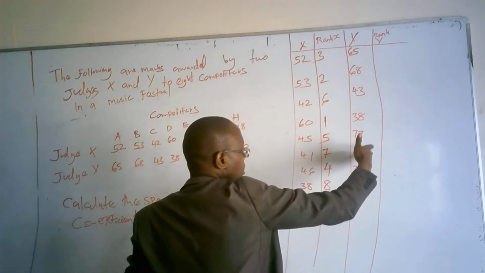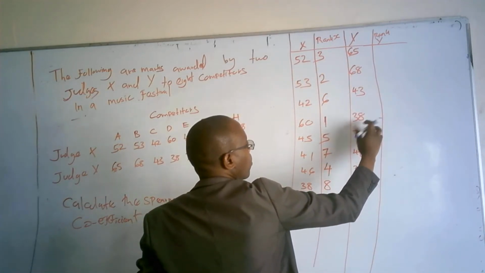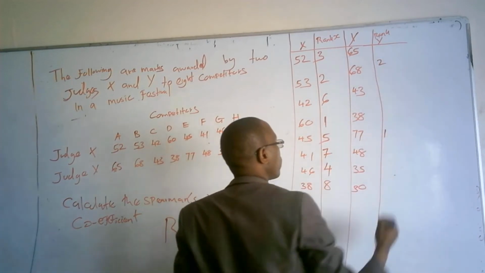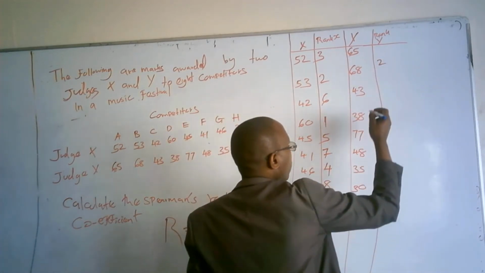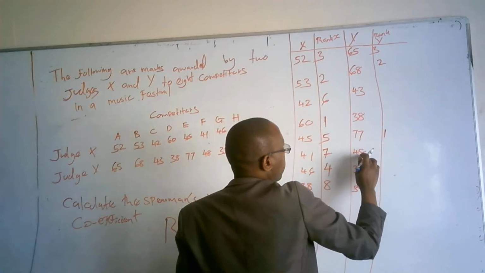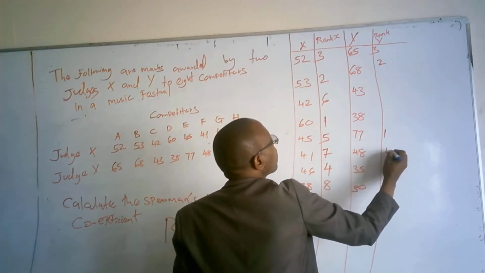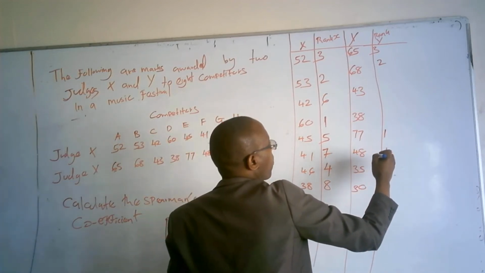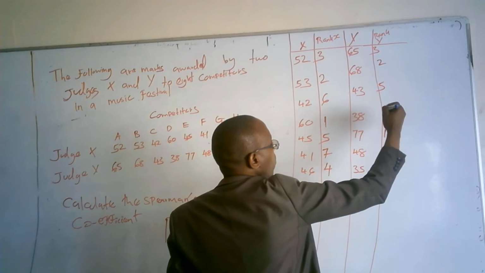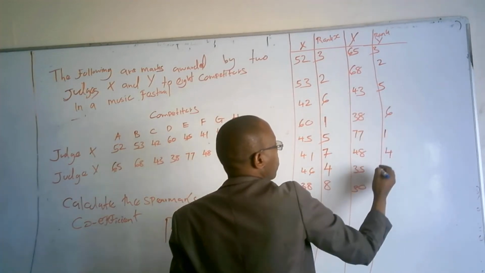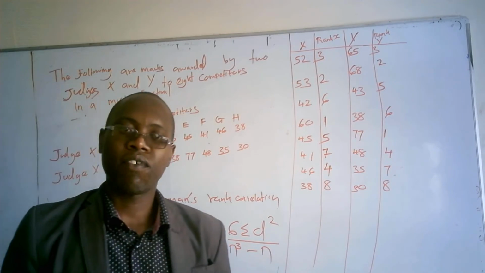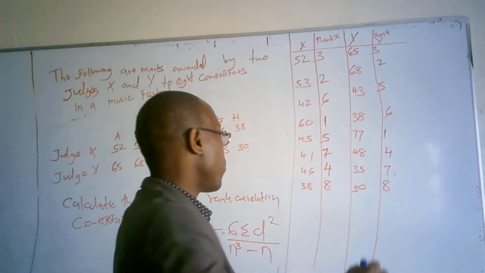So if you can see, the one that has the highest is 77, so you give it 1, and then followed by 68, you give it 2, and then followed by 65, you give it 3, and then the other one that has the highest is 48, you give it 4, and then we have 43, you give it 5, and then 38, you give it 6, 35, you give it 7, and then 30, you give it 8. So again, we have ranked Y.